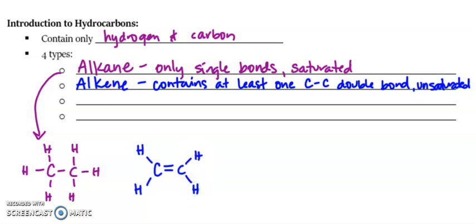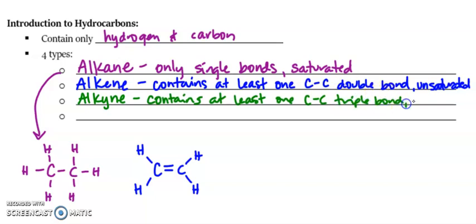Okay, so the next one would be what we call an alkyne. So now we're just replacing the A or the E with a Y. And this is a molecule that contains at least 1 carbon-carbon triple bond. And this would also be unsaturated because, again, you could break up the triple bond and bond with more things. So this could be something like C2H2. Carbon-carbon triple bond, it would bond to 2 H's. And you can see how these change the shape.